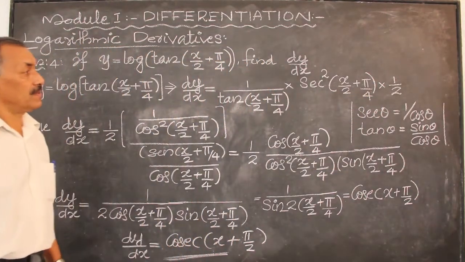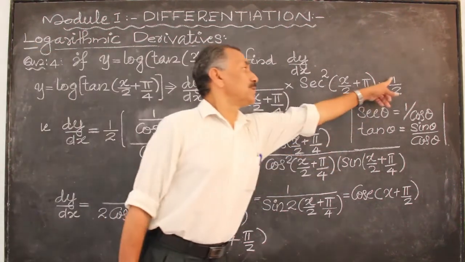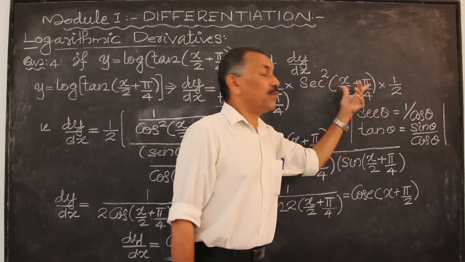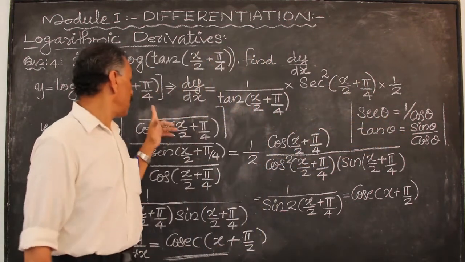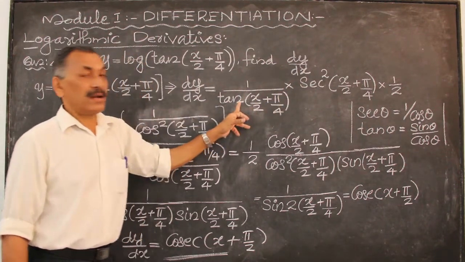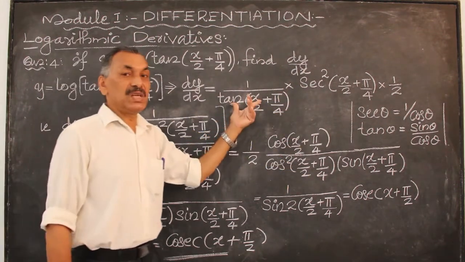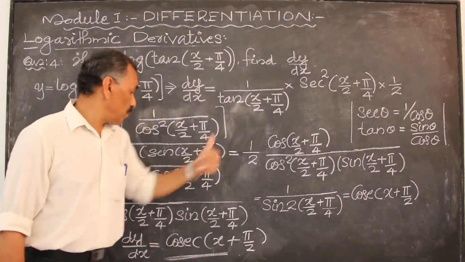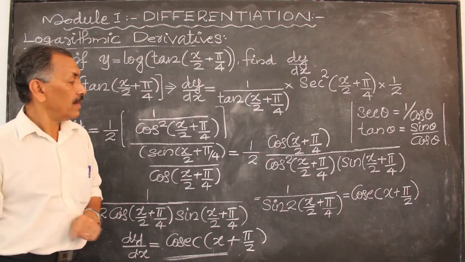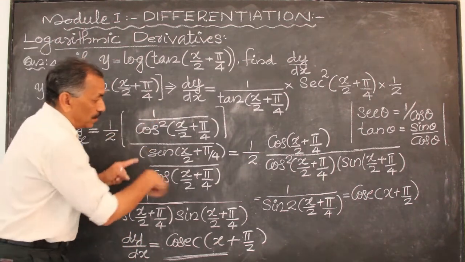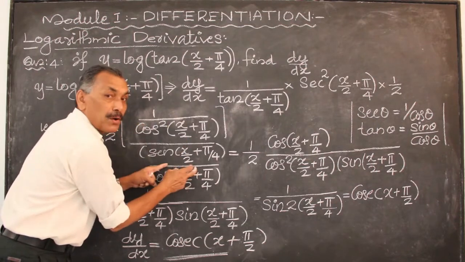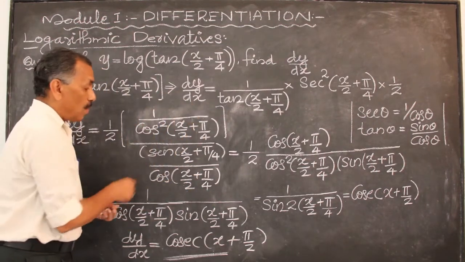Then that is d by dx equal to 1 by u, 1 by 2, but sec square theta; sec theta is equal to 1 by cos theta, then sec square v is equal to 1 by cos square v, 1 divided by cos square v, x by 2 plus 5 by 4, divided by tan. Tan theta is equal to sin theta by cos theta, tan v is equal to sin v by cos v, so sin of x by 2 plus pi by 4, divided by cos of x by 2 plus pi by 4. That is equal to 1 by 2 into u, the reciprocal of the multiply, then cos x by 2 plus pi by 4 is the reciprocal of the multiply, this is the numerator, then cos x by 2 plus pi by 4.